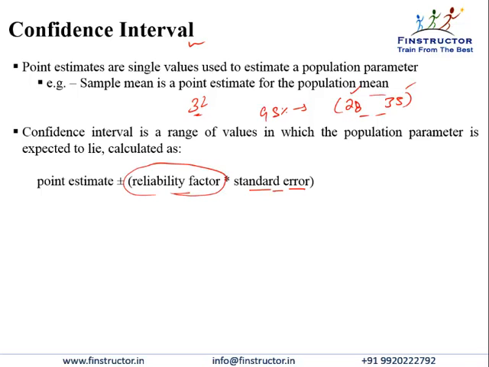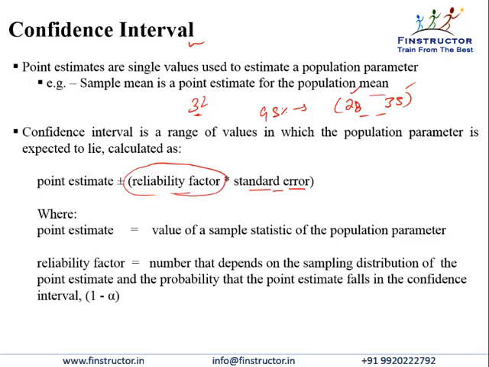This reliability factor can be easily calculated because the central limit theorem tells us that our sample means move like a normal distribution. So we study the properties of the normal distribution. 68% of the values lie within one standard deviation of the mean, 95% approximately lie within two standard deviations of the mean. So we can get the reliability factor from the normal distribution assumption, as we will do in the coming slides.